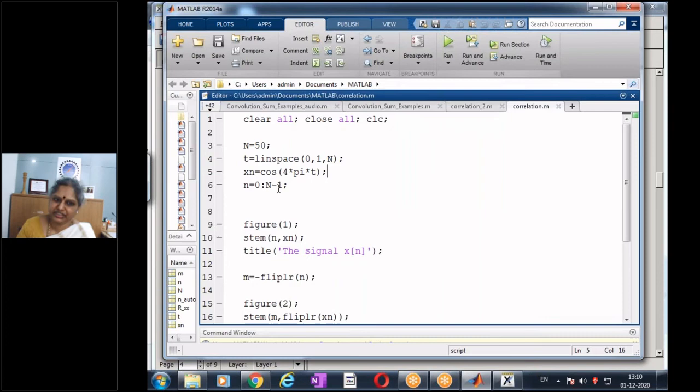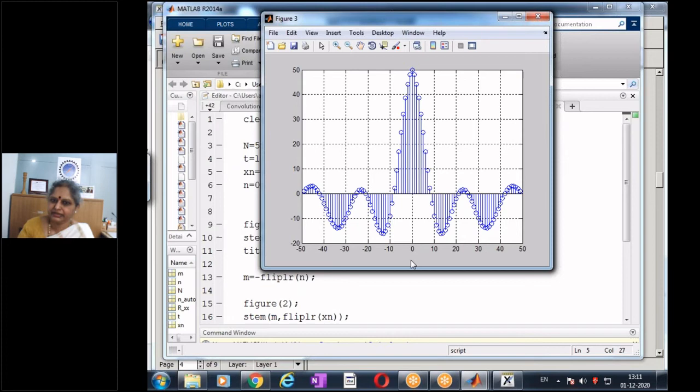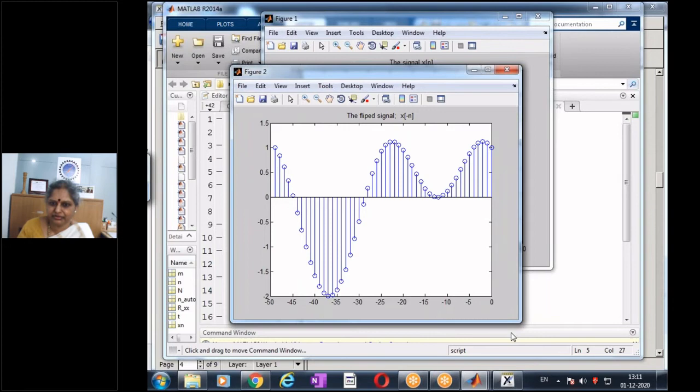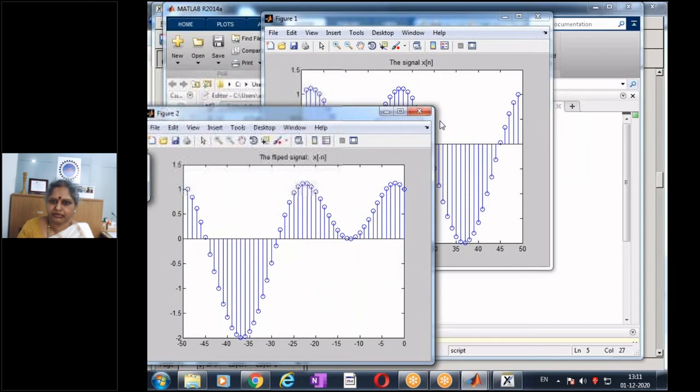So if I change the signal, let us say I take cos of 4 pi t plus sine of 2 pi t. Now I'm changing my signal, and let us see how my autocorrelation is. See, I still have the maximum at the origin and it is an even function of n. This is my autocorrelation. This is my flipped signal going from 0 to minus 50, and this is my original signal xn in this manner.